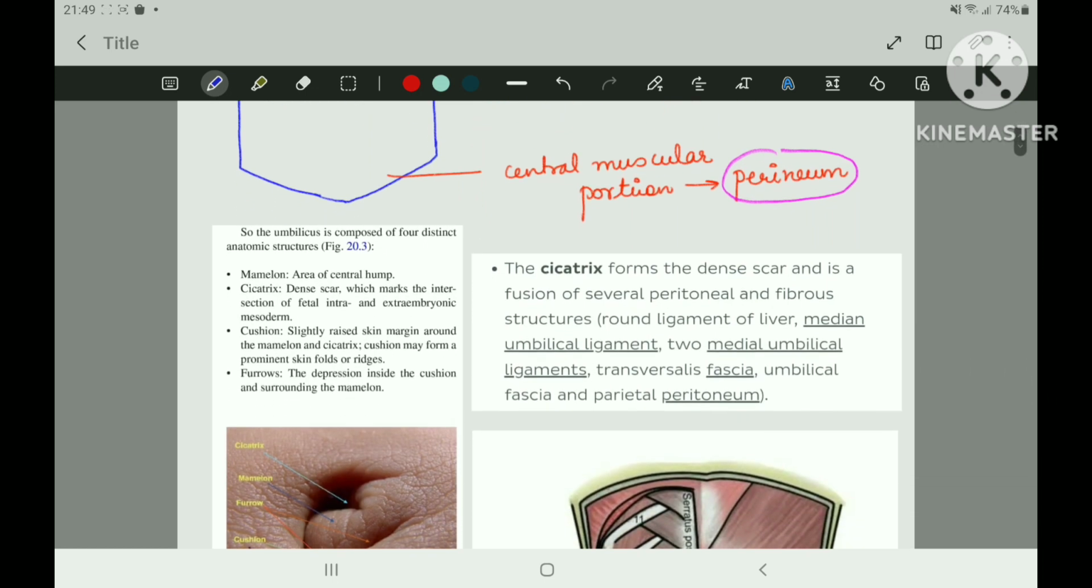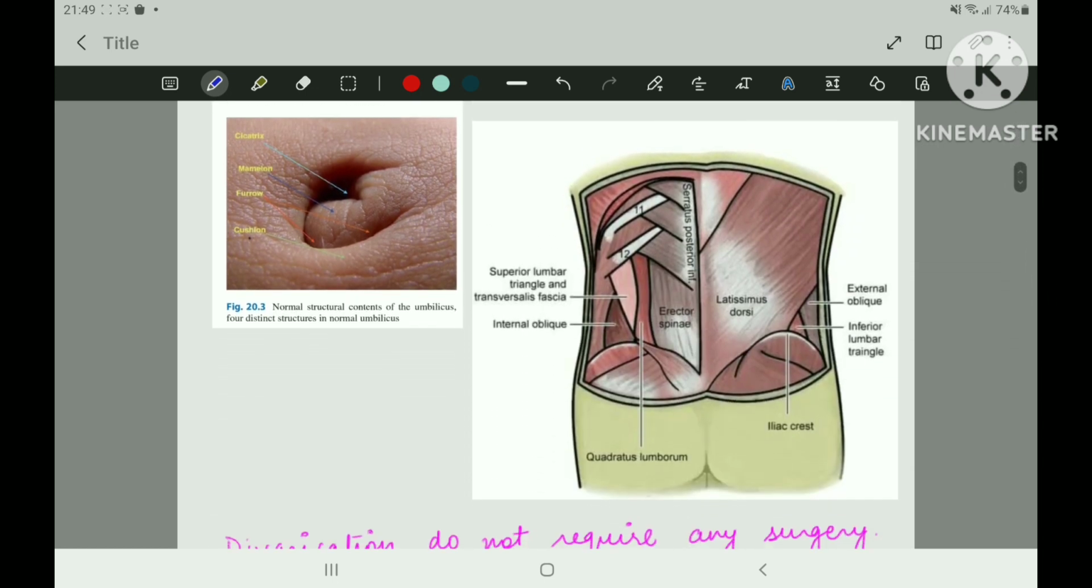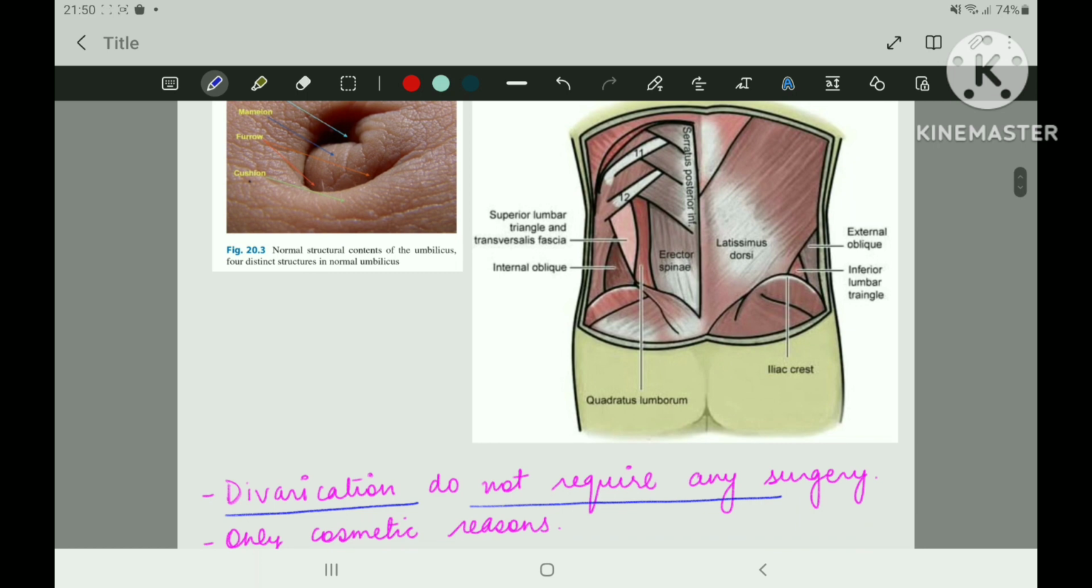And then posteriorly we have the lumbar triangles, which are the superior lumbar triangle and the inferior lumbar triangle. So these are the areas from where any viscus can protrude and cause superior lumbar hernia and also inferior lumbar hernia.